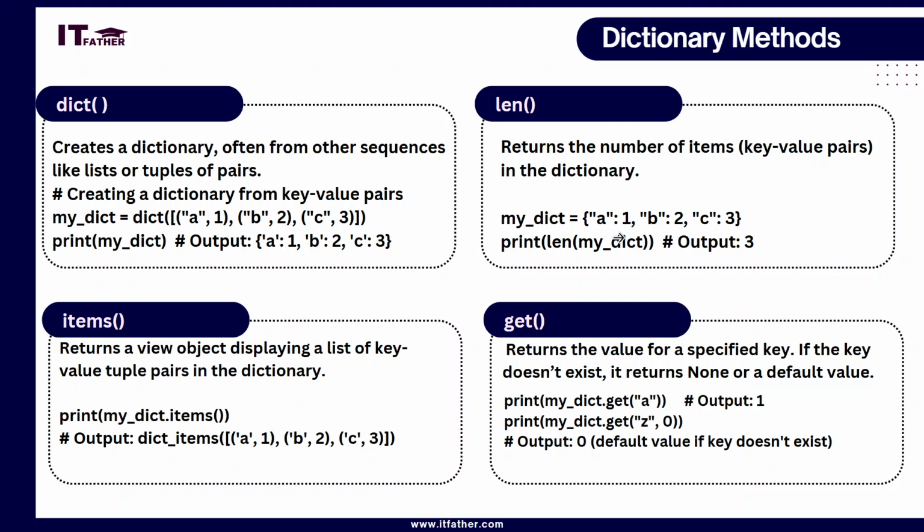The len function is used to provide the length of the dictionary. The length of a dictionary means the total number of elements in the dictionary, the total number of key value pairs in the dictionary. How many key value pairs are there in the dictionary, that we have to find out through the len function. You can see the example.